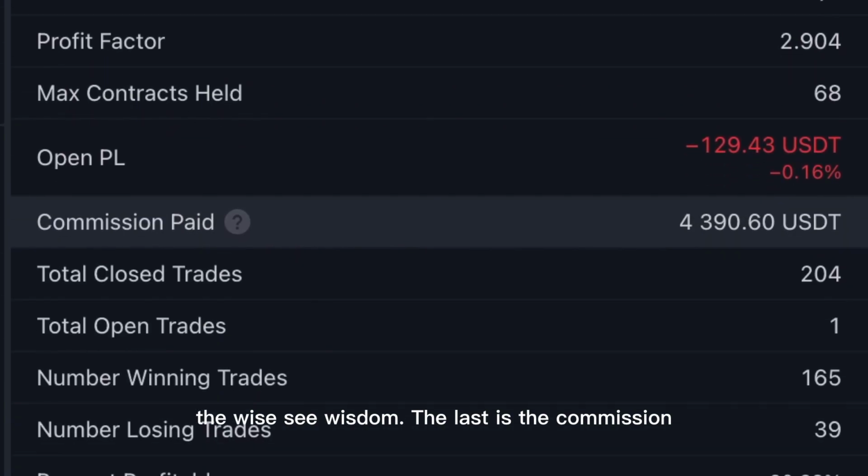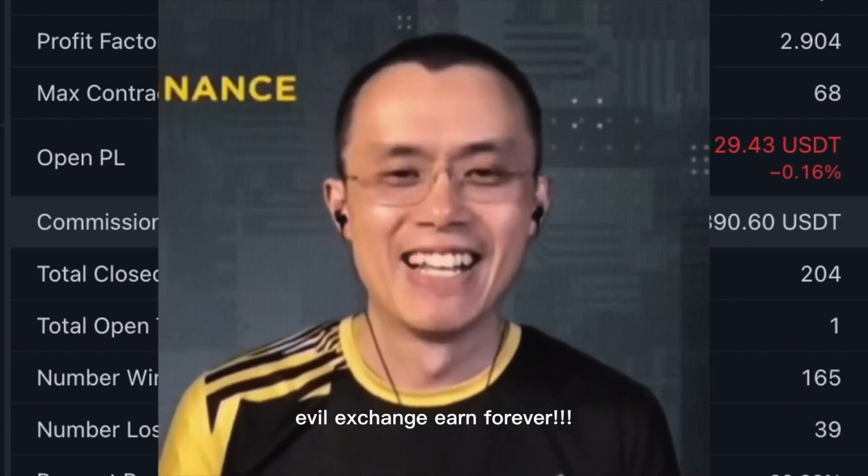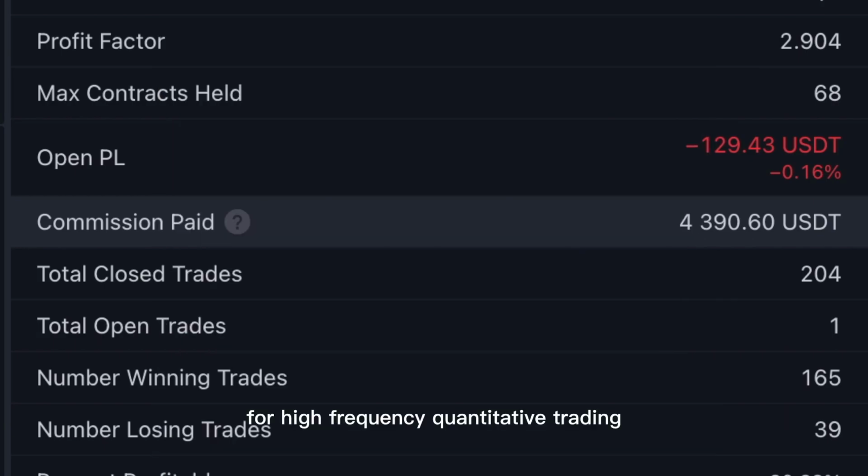The last is the commission. I believe I don't need to introduce too much. Haha. Evil exchange, earn forever. For high-frequency quantitative trading, the commission is a very important part because the high frequency will lead to a sudden increase in the transaction volume. At this time, the commission is low or even zero, which is extremely important.